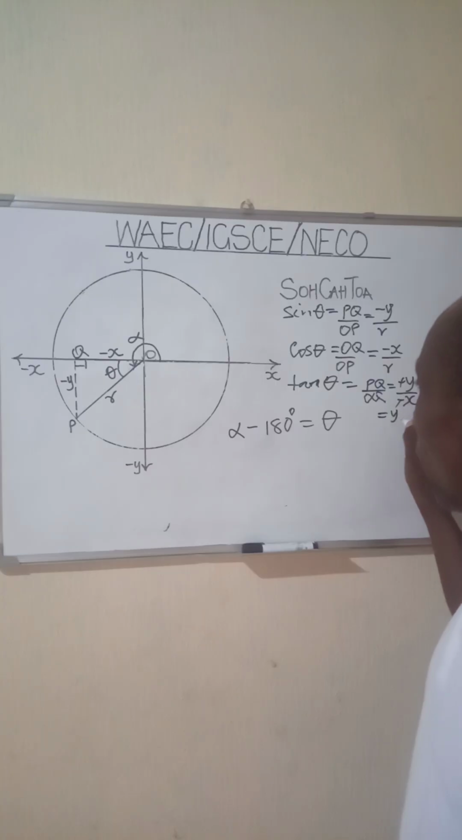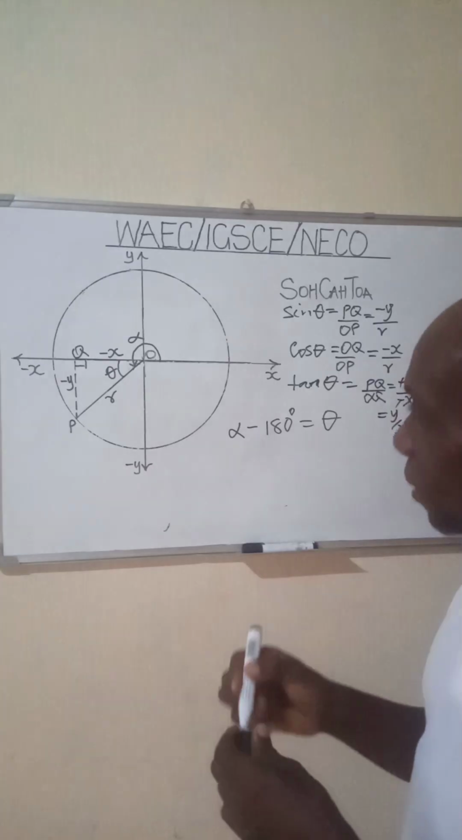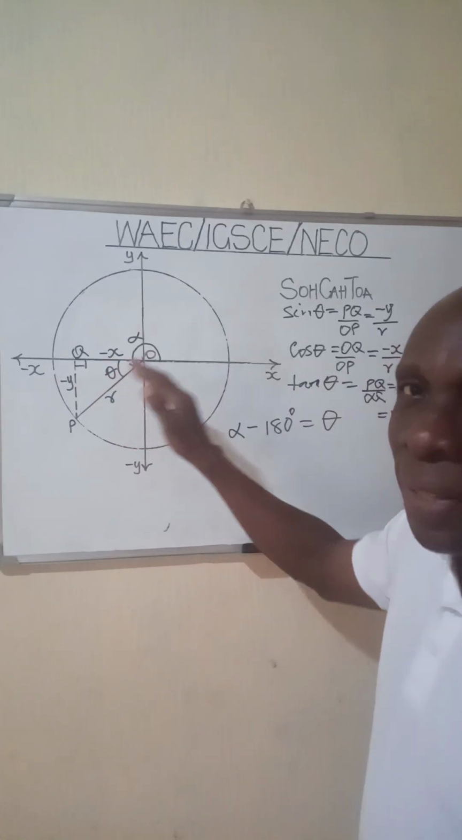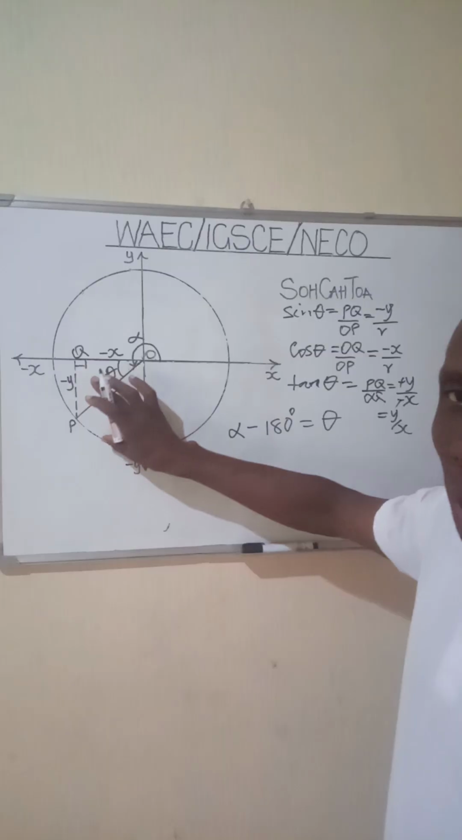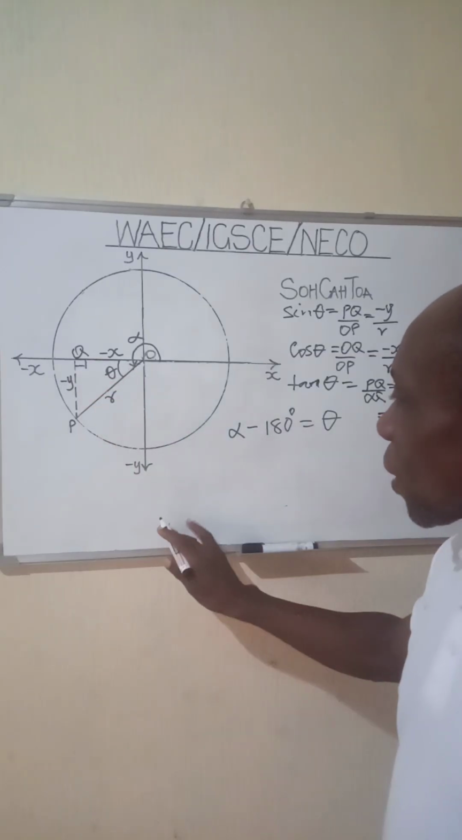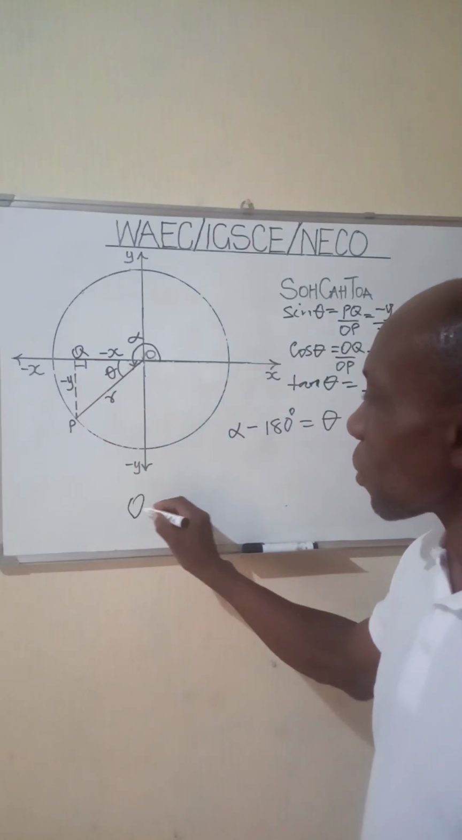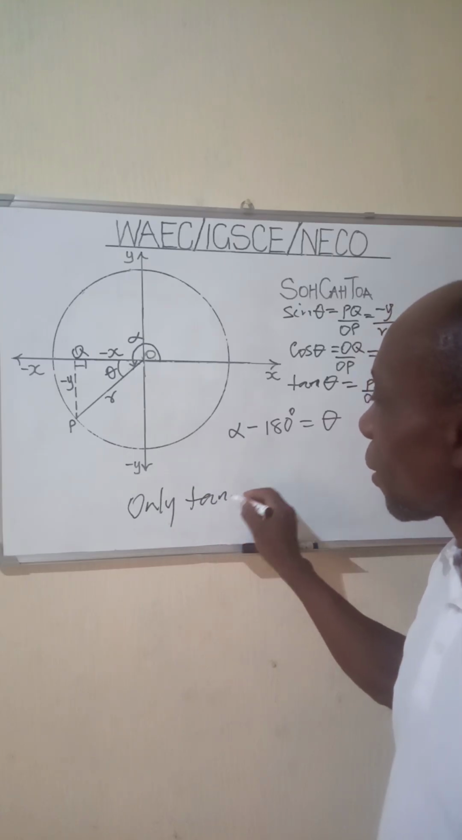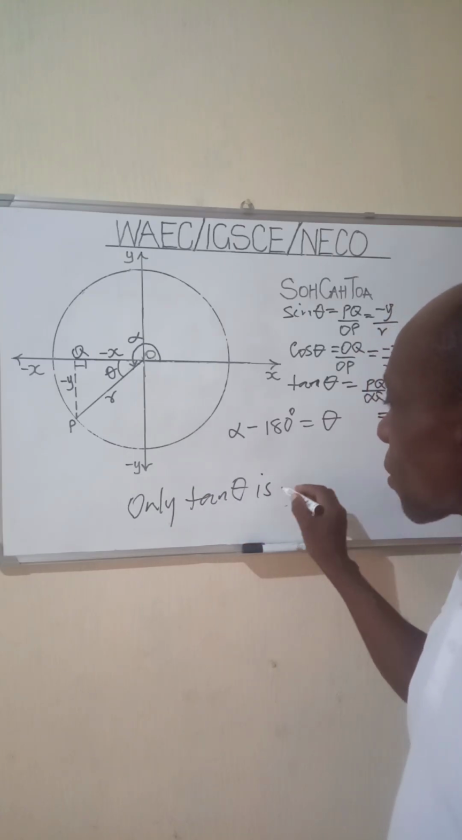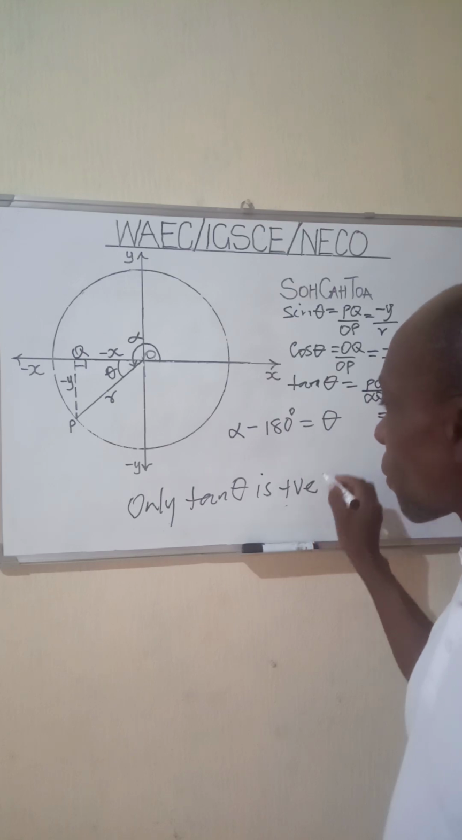y over x. That is why in the third quadrant, only tan is positive. That is why tan is the only positive ratio you will have in the third quadrant. So we can write that only tan theta is positive. Take note. Very important, okay?